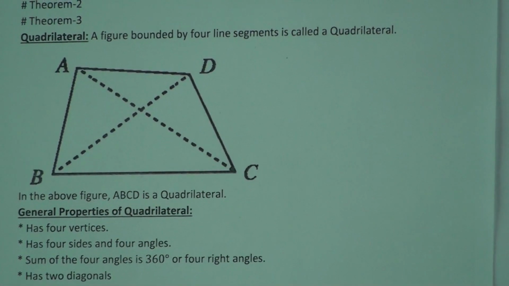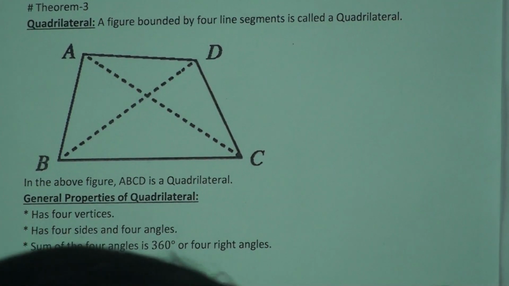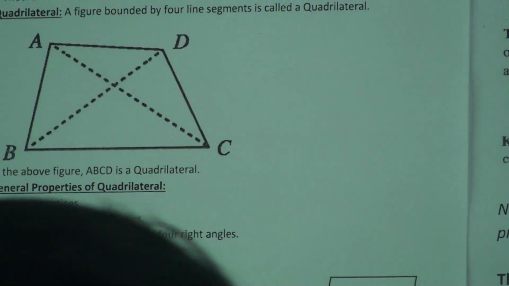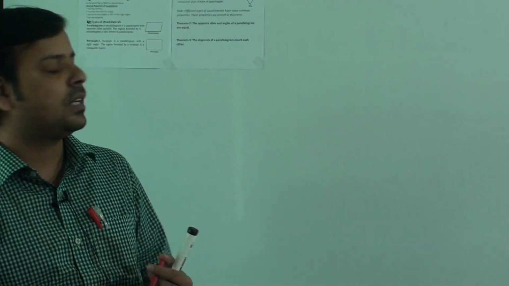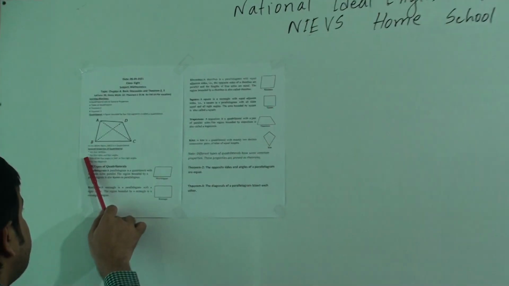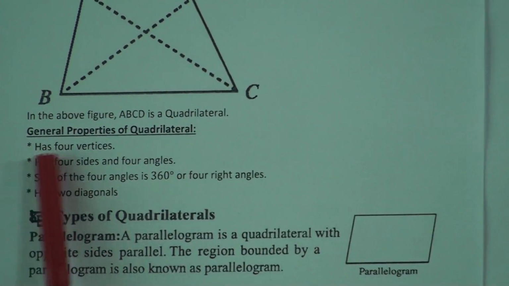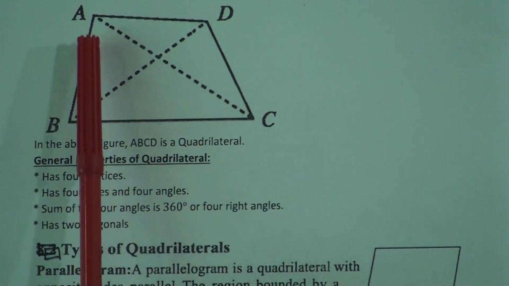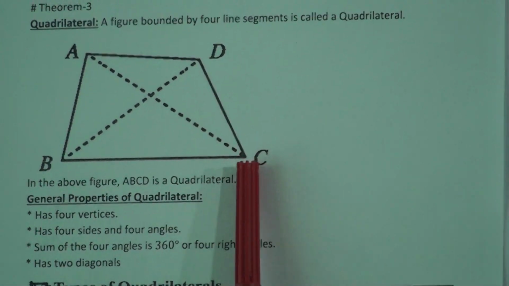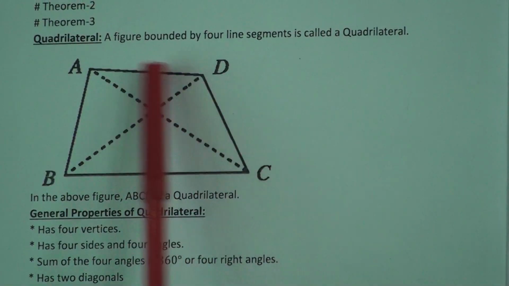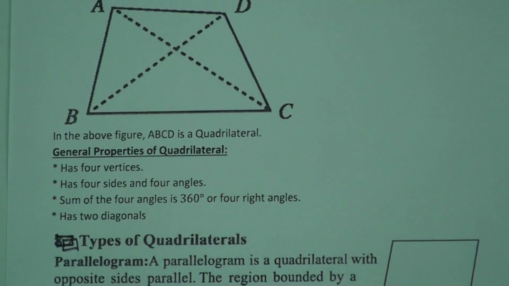Okay, now I'll discuss the general properties of quadrilateral. Dear students, you have learned different properties of quadrilateral in many classes. In class 5, in class 6, you have learned. Though you have learned, I will discuss again to recall the properties of quadrilateral. Okay dear students, so see here, I have written here general properties of quadrilateral. I have written it has 4 vertices. If you see here, A is a point, B is a point, C is a point, D is a point. These 4 points of the quadrilateral are known as 4 vertices.